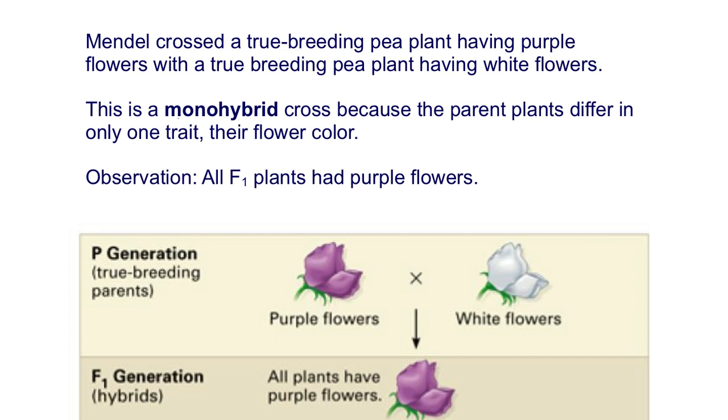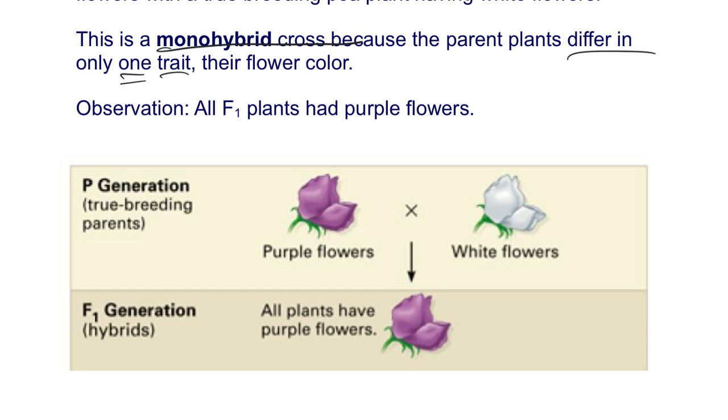A monohybrid cross is where the parents differ only in one trait. That's where you get mono from. Let's do a flower color one. So the parent generation was purple flowers. He cross-bred them with white flowers. All the plants in the first generation had purple flowers when you grew the seeds from this cross.